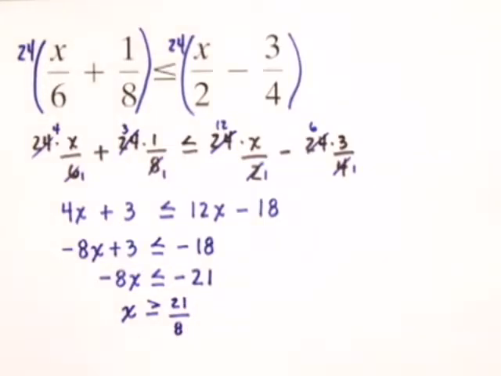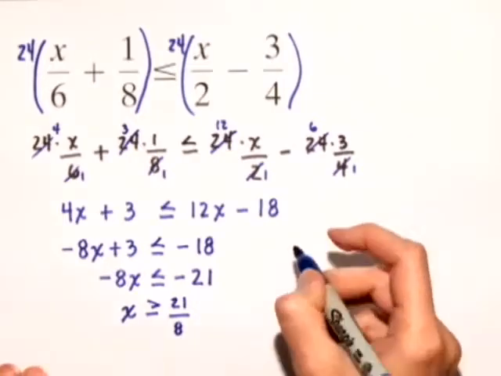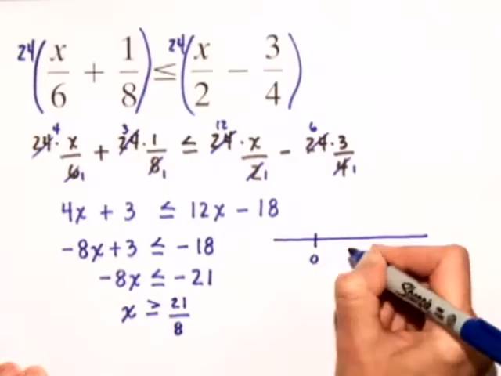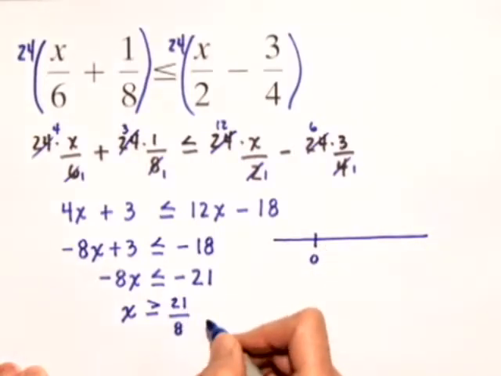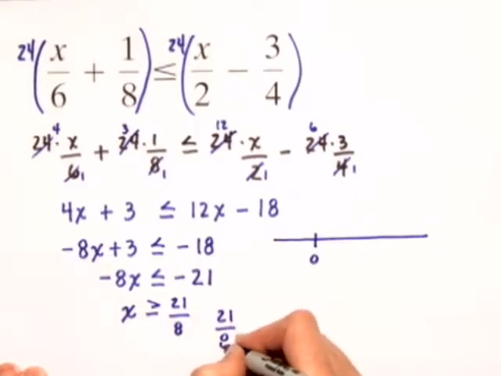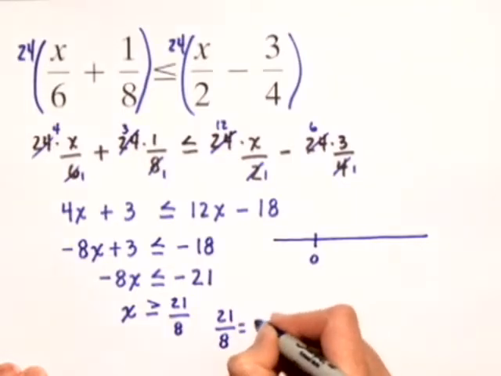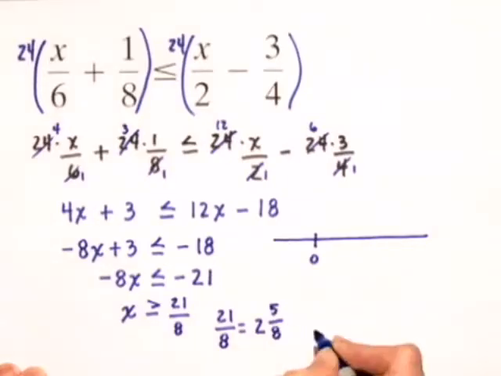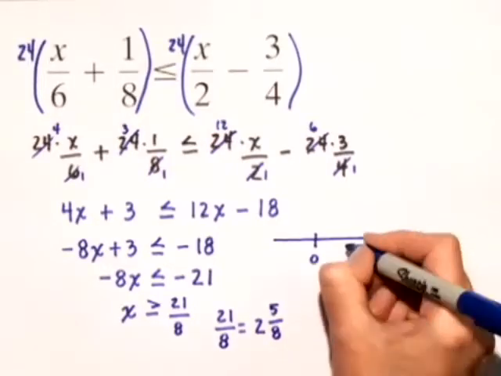Now, let's take a look at that on the number line. So here's 0. Let's think about what 21 over 8 is equal to. Well, 21 over 8, since 8 goes into 21 2 times, with 5 left over, we really have 2 and 5/8. That's the number we're looking for on the number line.